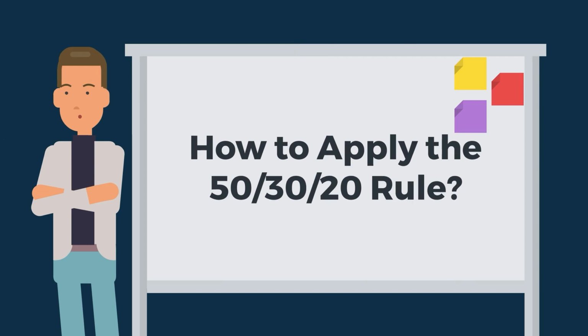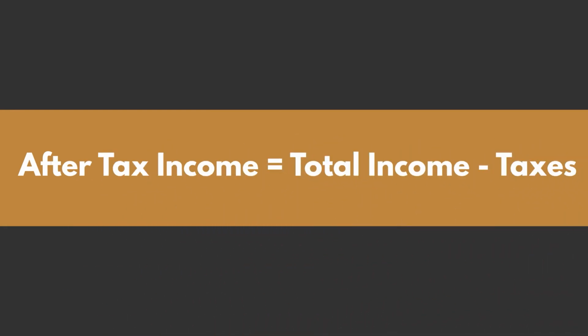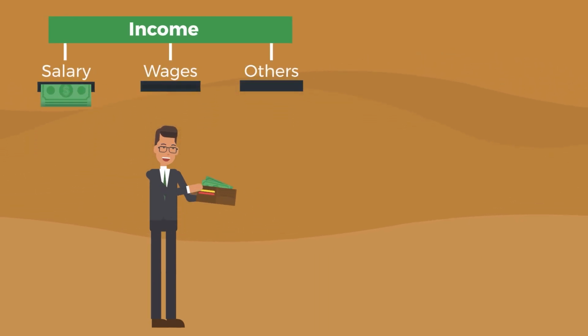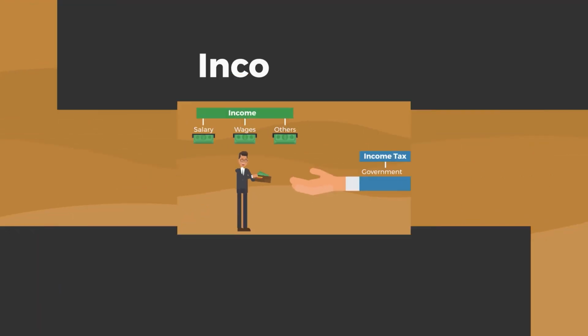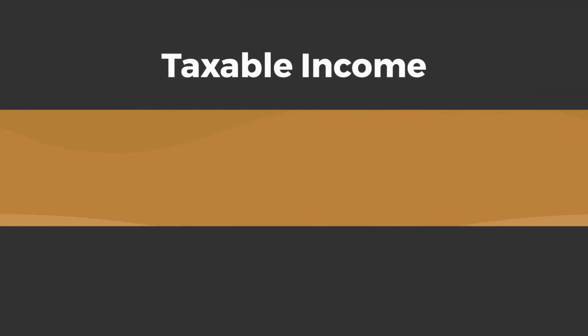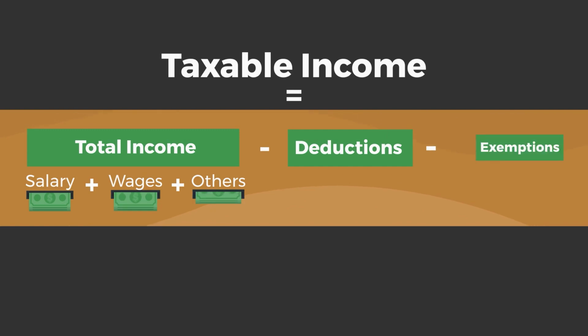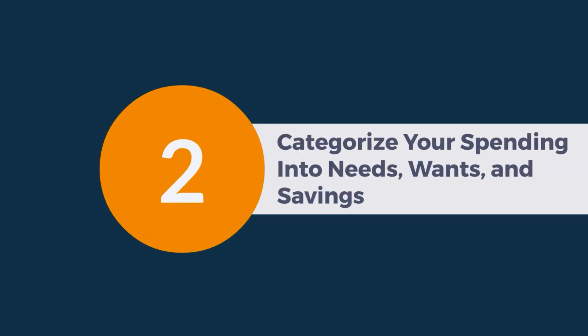How to apply the 50-30-20 rule. Determine your after-tax income. After-tax income is the amount of money left after deducting taxes from your total income. When you receive your income, whether it's from a salary, wages, or other sources, you are typically required to pay income tax to the government. The income tax amount is determined based on your taxable income, which is your total income minus any eligible deductions and exemptions. Categorize your spending into needs, wants, and savings.